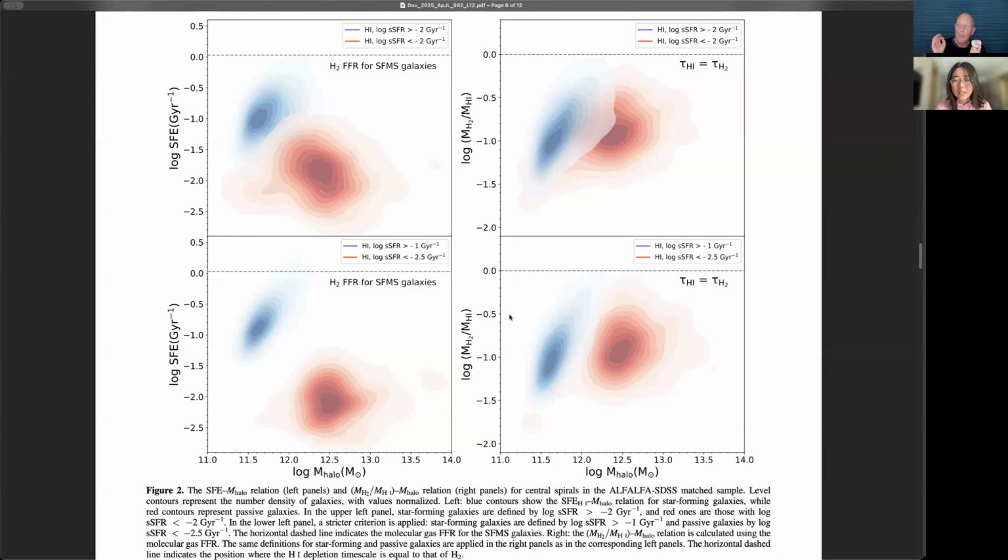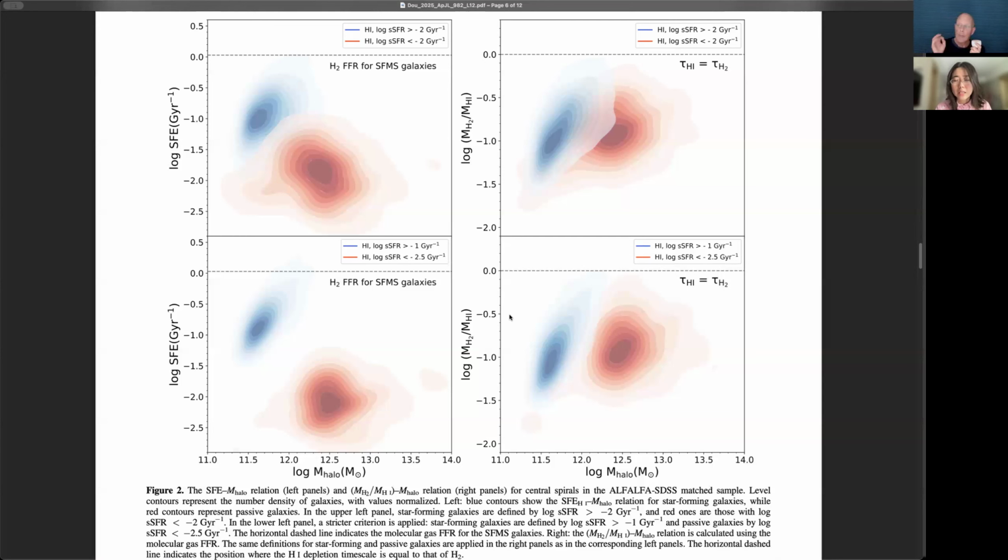And we can see that even at a given halo mass, the star forming and the passive galaxies behave very differently. So the blue contours on average show a larger H2 to H1 ratio compared to the red ones if you fix the dark matter halo mass. Basically, it also reveals the quenching mechanism.